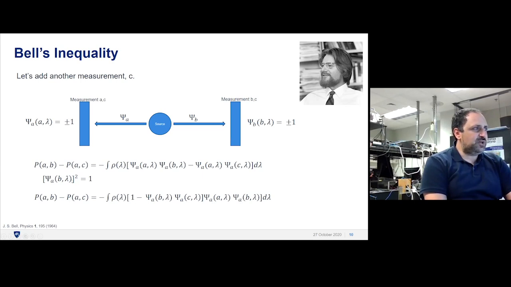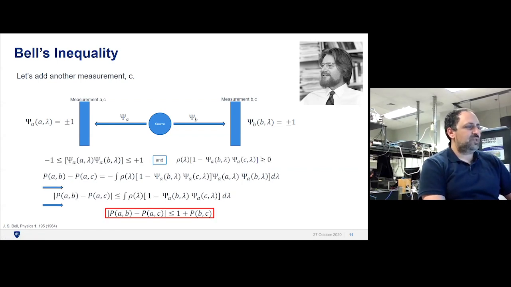And then since we know that psi sub a of b lambda squared is 2, we put the square of it here, and then we took one of those out. And so then we're left with 1 minus psi sub a b lambda times psi sub a c lambda, and this thing on the outside. So there are two other things that we know.